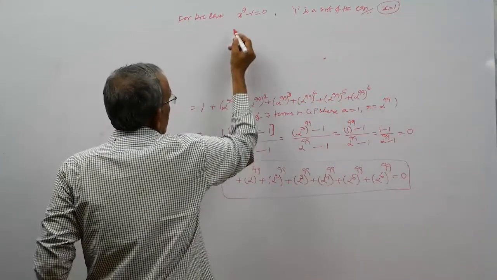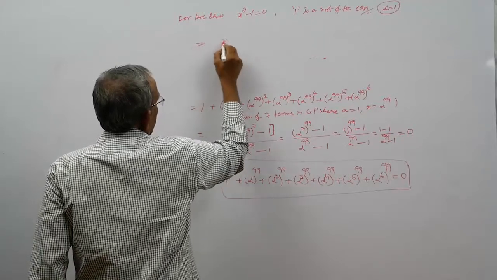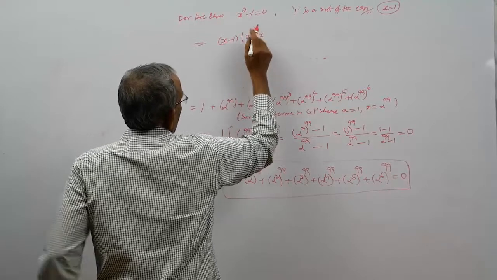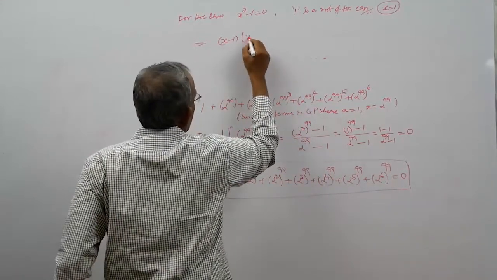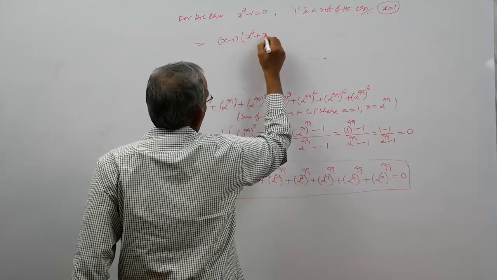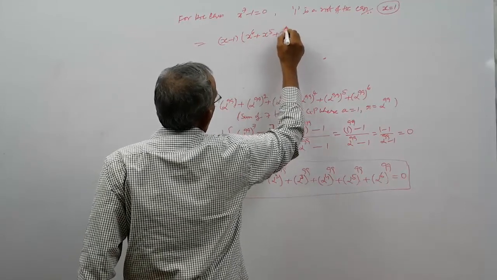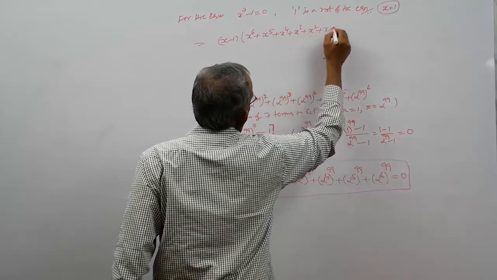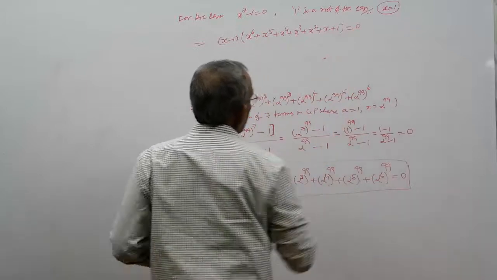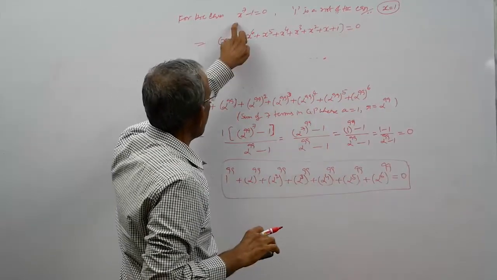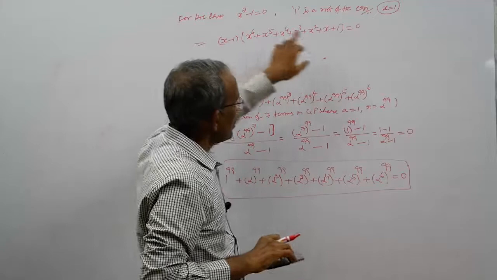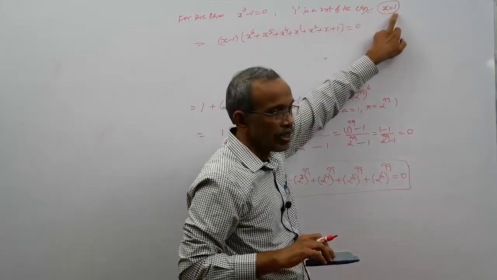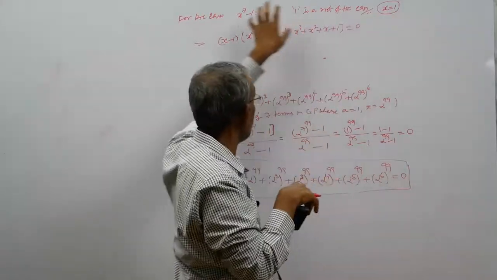x equal to 1 అవుతున్నట్టు కాబట్టి this can be written as x minus 1 into x to the power of 6 plus x to the power of 5 plus x to the power of 4 plus x cube plus x square plus x plus 1 is equal to 0. This x power 7 minus 1 can be expressed as x equal to 1 and x minus 1 is one factor. 1 is the root of the equation, that means x equal to 1. x equal to 1 means x minus 1 is a factor of this equation.